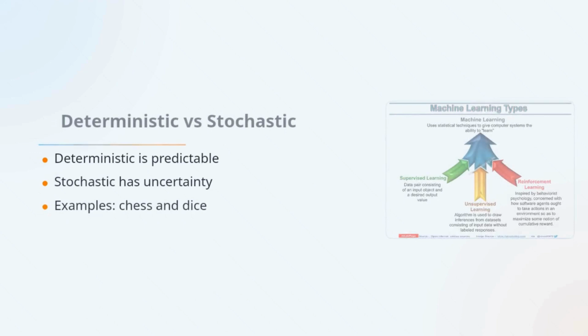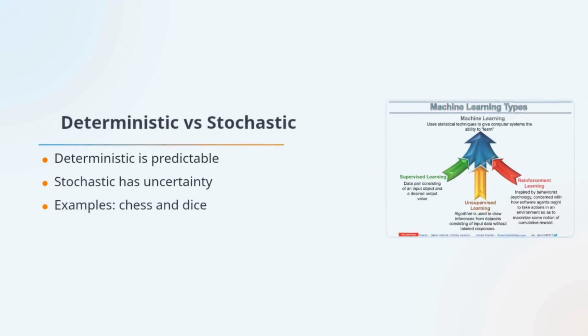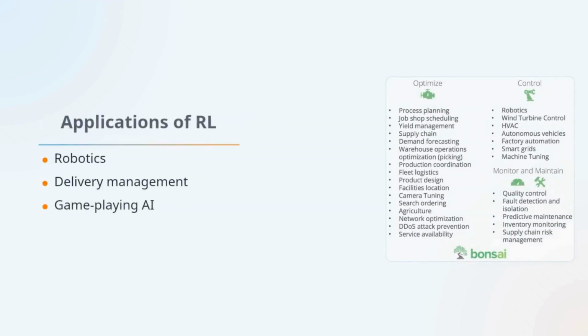Environments can be deterministic or stochastic. In a deterministic environment, if you know the current state and action, you can predict the outcome exactly, like in chess moves. In a stochastic environment, there is uncertainty, like rolling a dice, where the exact outcome cannot be known in advance. Reinforcement learning has many practical applications.